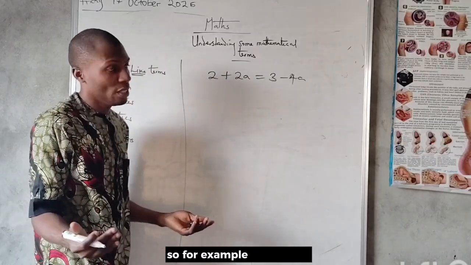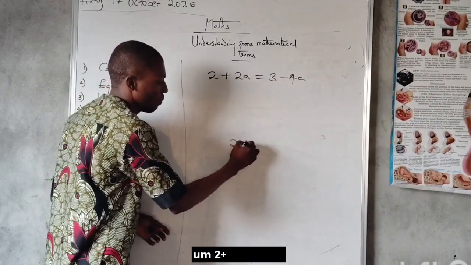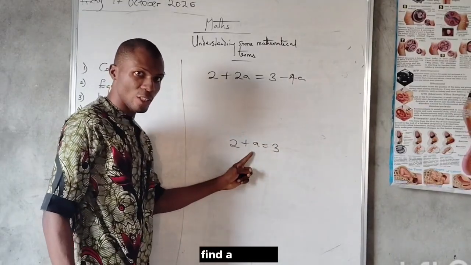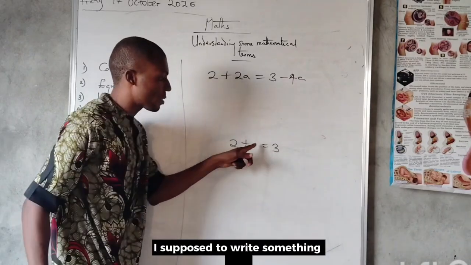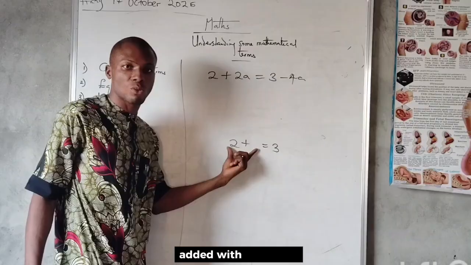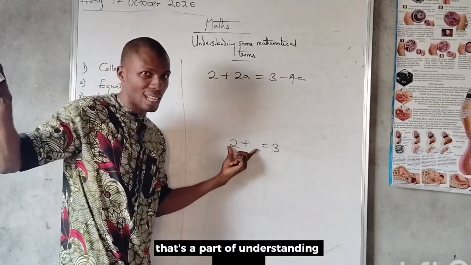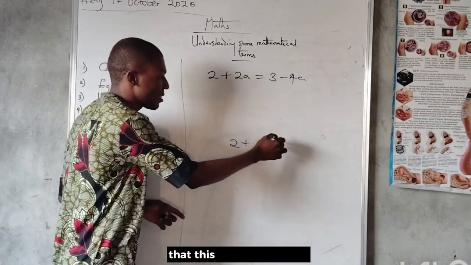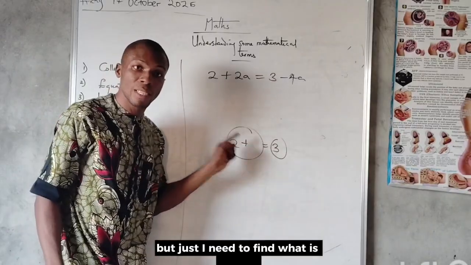So for example, if you have something like this, 2 plus a equals 3. Find a. You see it now. They're telling you that I'm supposed to write something here. What will give me 3 if added with 2? It is 1. That's a part of understanding you need. So if you understand that this one and this one are the same, I just need to find what is missing.